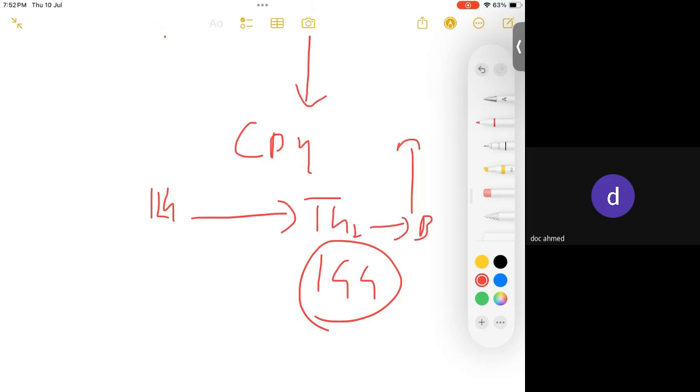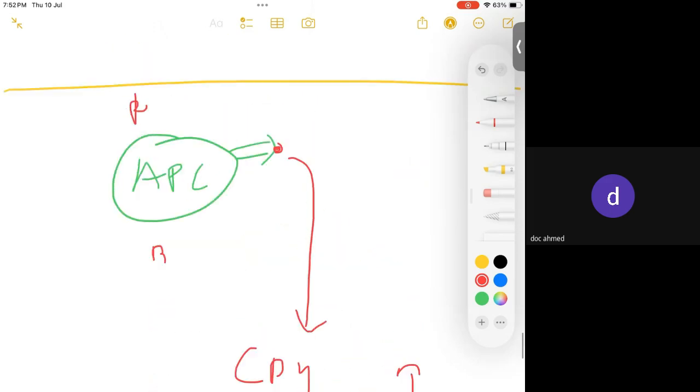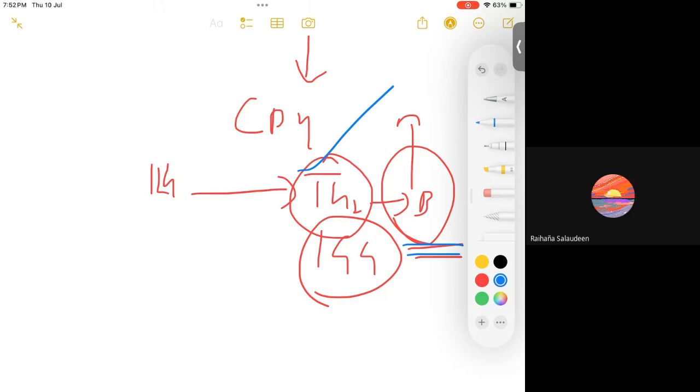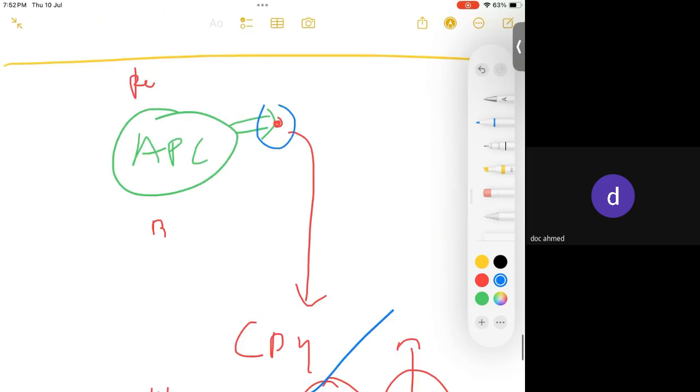So can I say that only peptide antigen can cause T cell dependent activation of B cells? How do I activate these B cells? The activation of these B cells is dependent on these T cells, right? It's basically T dependent activation of B cells. Can I say that? And only peptides can do that, right?